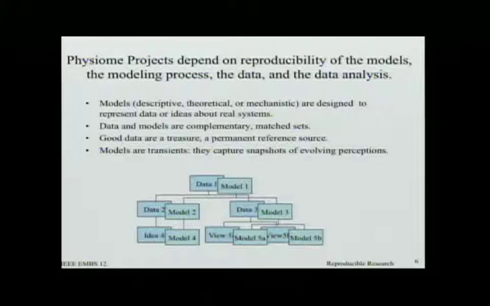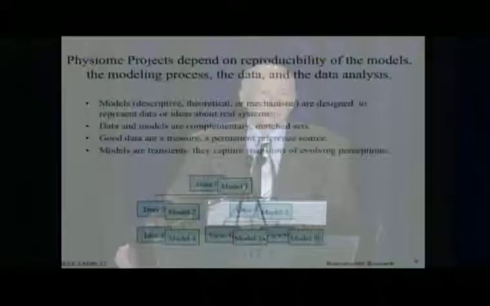So the models need to be descriptive, they have to be theoretical, and yet mechanistic. And they're designed to represent the ideas or our status quo feeling about what the real system is. So it's a representation. Primary in our thinking about modeling is that all models are wrong, in the sense of being really wrong, inexact, incomplete, and are doomed to be changed. So they're a transient description of a working hypothesis and a way of thinking about it at the moment, and it won't last. So the data that go into making the models and the models themselves become a complementary matched set.